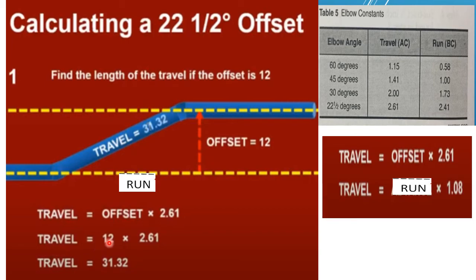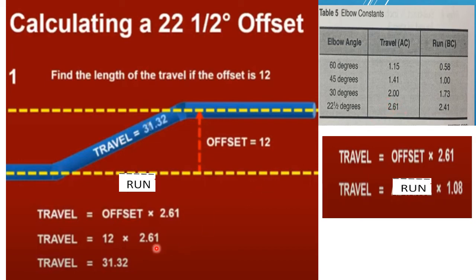Here travel equals 12. 12 what? Offset. Offset is given as 12 here. You can see this is called offset. Offset is given 12 into 2.61. 2.61 is the constant for 22.5 degree. Where does it come from? It comes from the chart. Here you can see the 22.5 degree constant for travel: 2.61. See here.